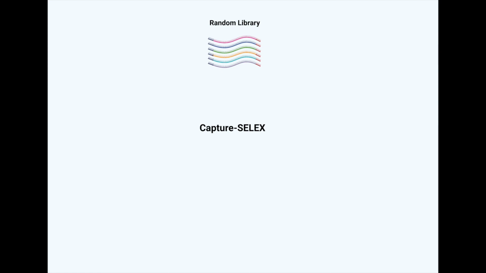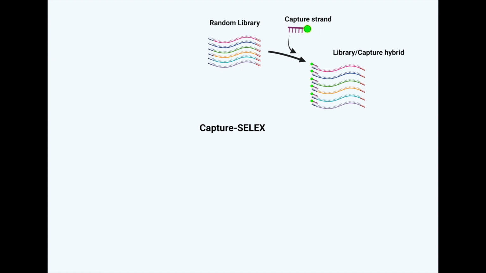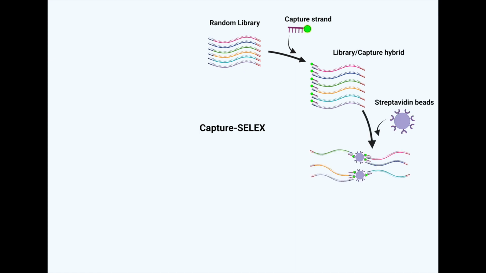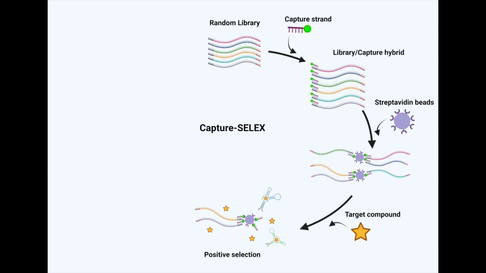Let's go over everything we've done so far. First, we start with our random library. Then we introduced a capture strand to get our library capture hybrid. Afterwards, we immobilize everything on a column with streptavidin beads. Then we add our target compound. Everything with an affinity for the target compound comes off the column, while everything without sufficient affinity is left behind.